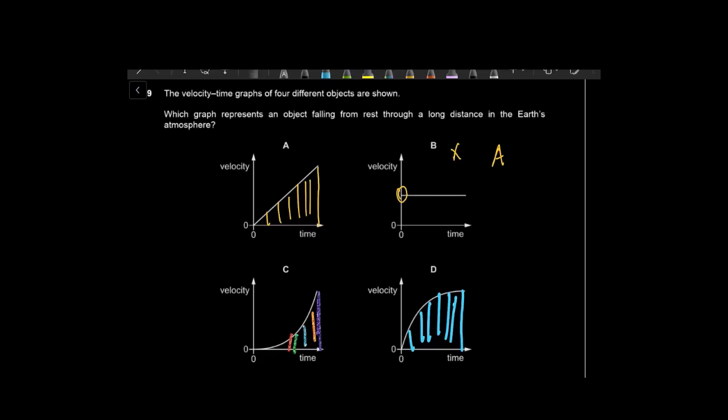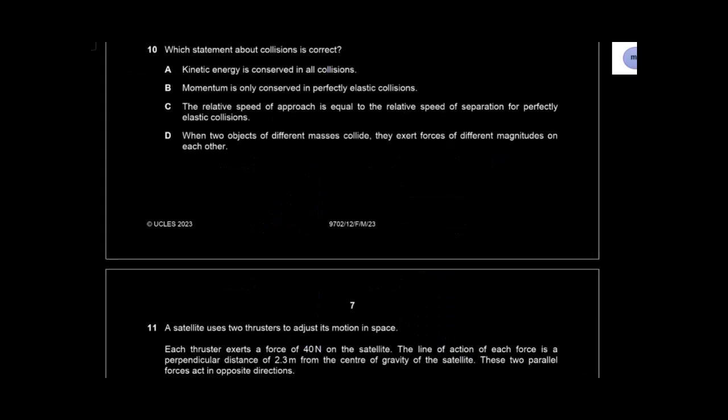So in one-dimensional motion, the displacement and the distance are the same. Since the displacement of D is maximum, therefore the distance of D is maximum. So out of all four options, option D is correct.